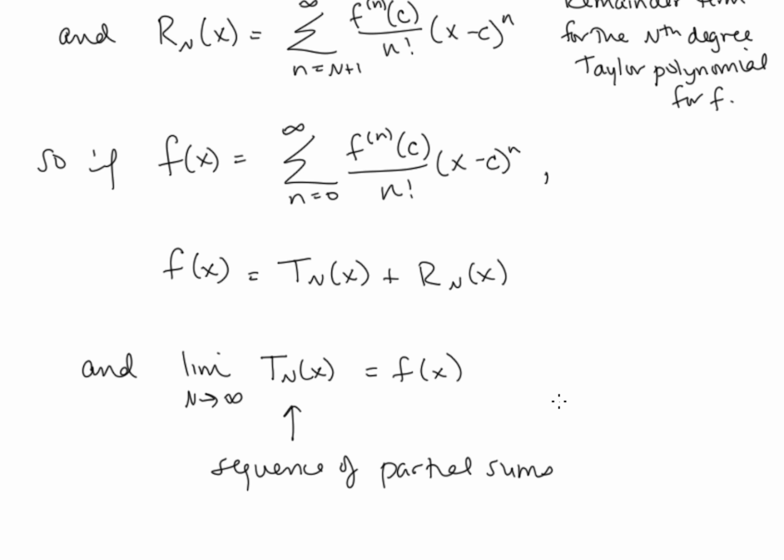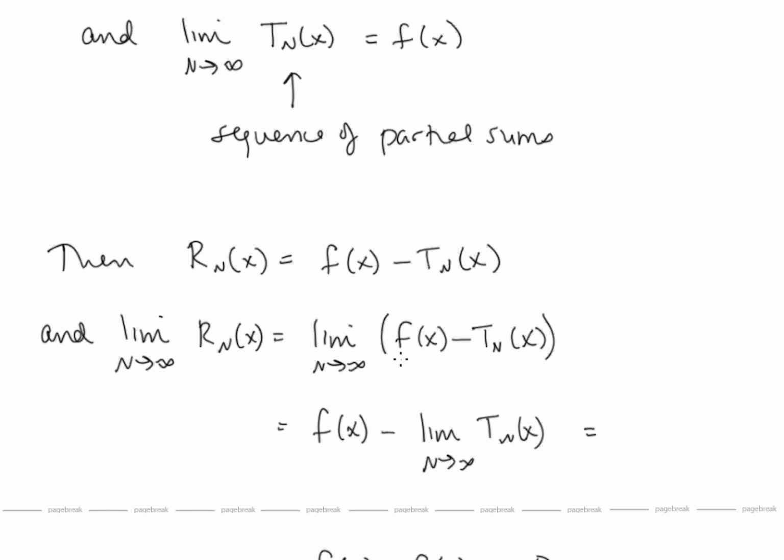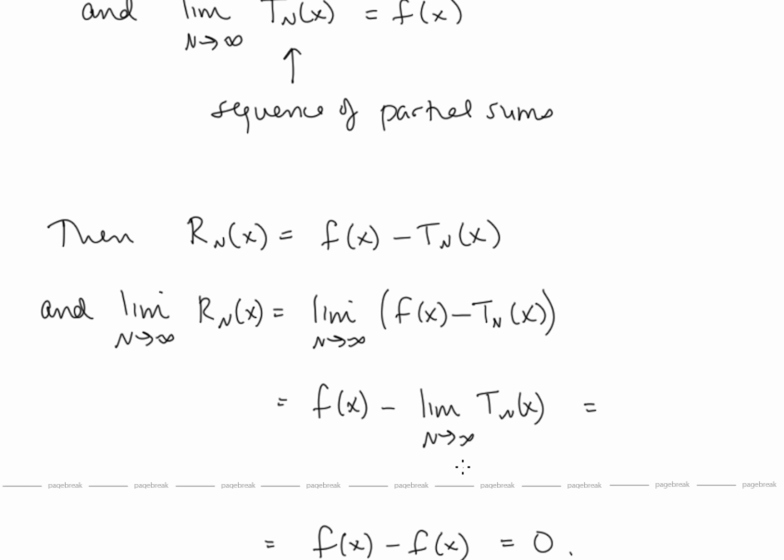So what does this say about the remainder term R sub n? R sub n is equal to f minus T sub n. And if we take the limit as n goes to infinity of this remainder term, that's taking the limit as n goes to infinity of f minus T sub n. Well, f doesn't change as n changes, so we can pull f out of the limit. And this is really just f minus the limit as n goes to infinity of T sub n. But again, this is the sequence of partial sums for the series. So this limit is equal to f of x.